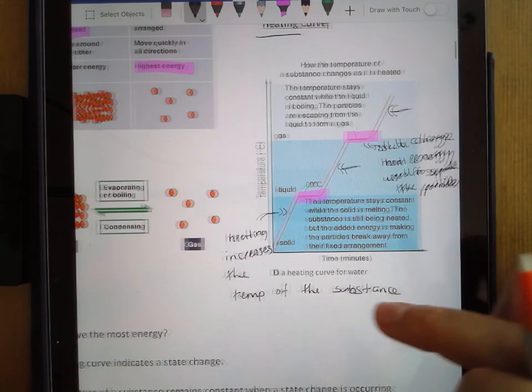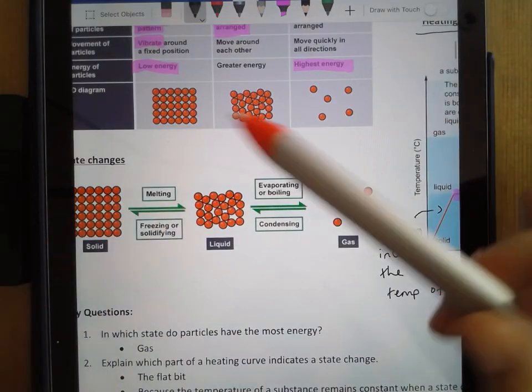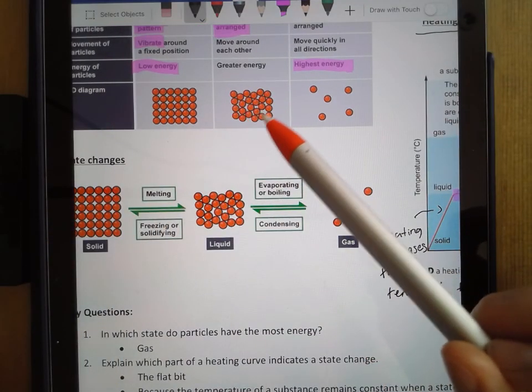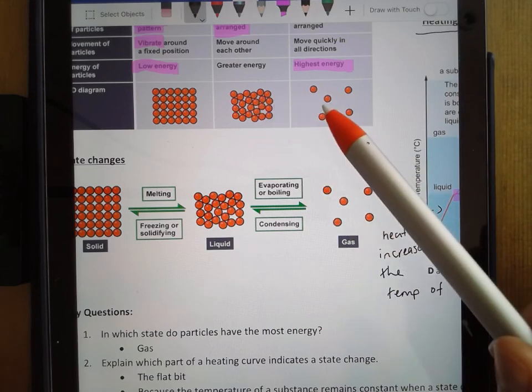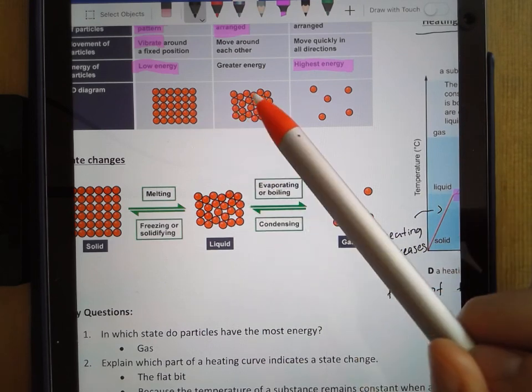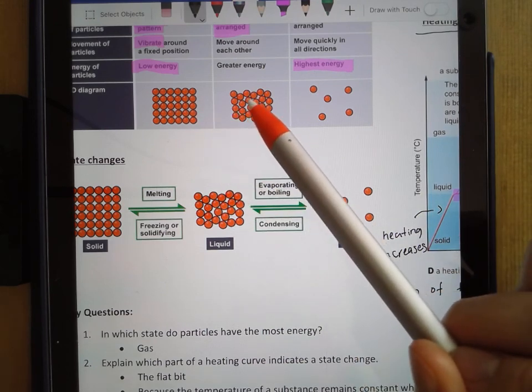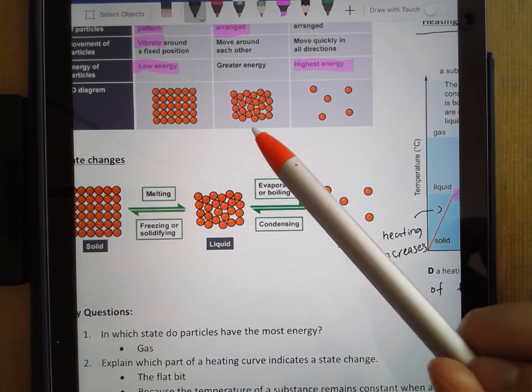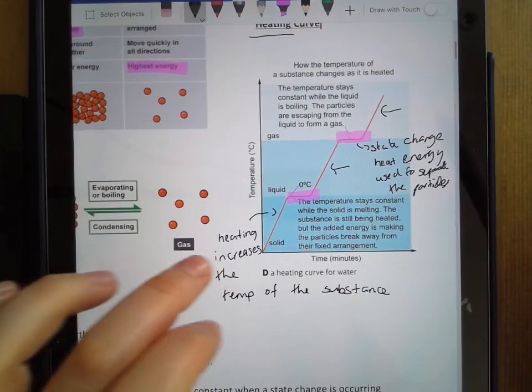Okay, and if we look back at our original diagram, you can see that to get from a solid to a liquid, those particles need to be further apart. And to get from a liquid to a gas, those particles need to be further apart. These particles are attracted to each other, and in order to pull them further apart, you need to break those attractions, and that requires energy. To get these particles further apart, you need to break all those attractions, and that requires energy.